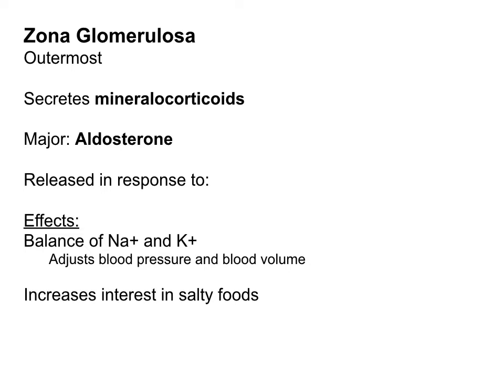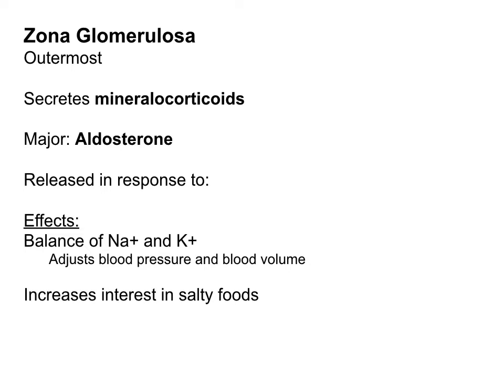At the same time, it's going to tell the kidney to excrete potassium. So we're going to take potassium from your blood, pull it and put it into your urine so that you can excrete more potassium. So these two effects are going to raise blood sodium and they're going to lower blood potassium.